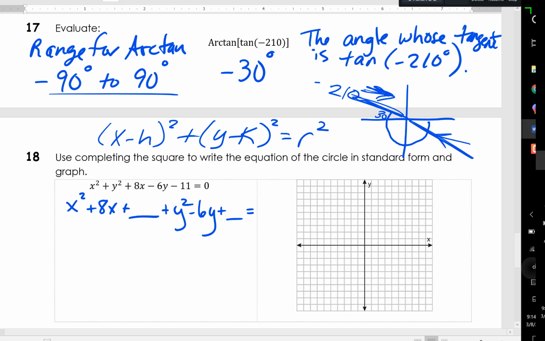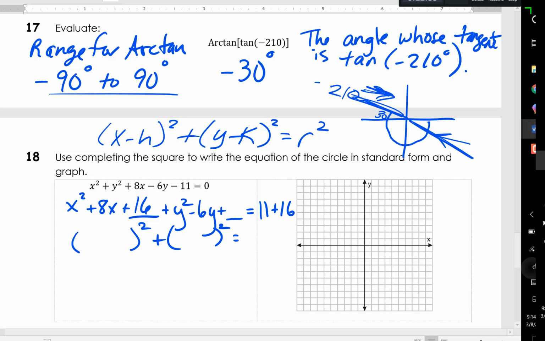And you can put that 11, that negative 11, on the other side of the equation. All right, so now you're going to add the necessary things to both sides of the equation, things that will make you have a perfect square binomial. So what are you going to add for the x terms? You're going to add 8 over 2 squared. So 8 over 2 is 4, squared is 16. You're going to add 16 to both sides of the equation.